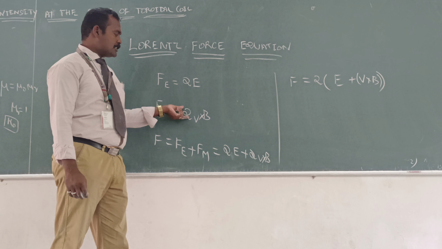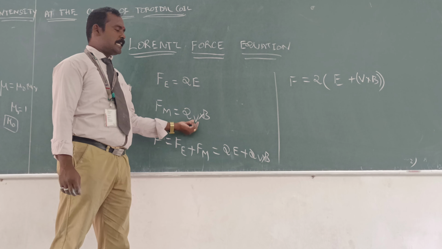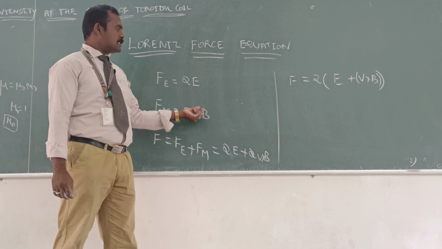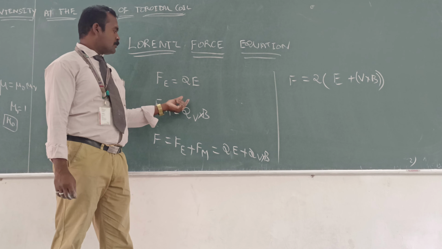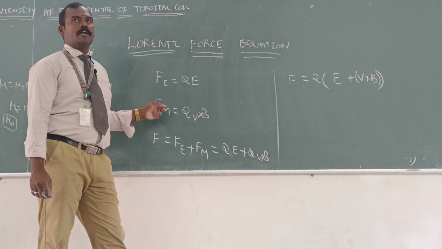should be equal to the charged particle moving with a particular velocity. Here V is the velocity in the magnetic field, sorry, magnetic flux density. Here it is the electric field. Without the electric field, the magnetic field will not be created.